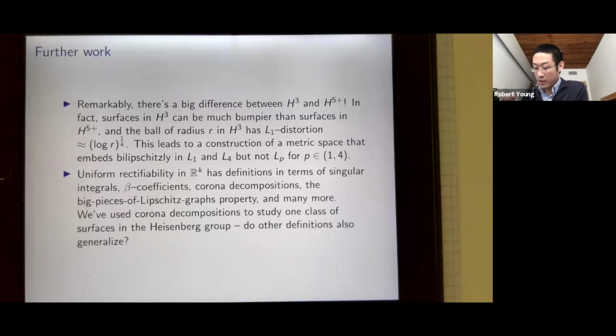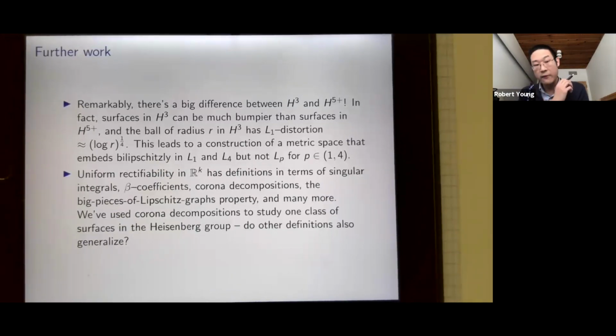And then one further development, which is more of an open question. So uniform rectifiability in R^k, part of the reason it's so useful is that there are a lot of different ways to define it. You can define it in terms of singular integrals, what are called beta coefficients, these corona decompositions, something called the big pieces of Lipschitz graph property, and many, many more definitions.